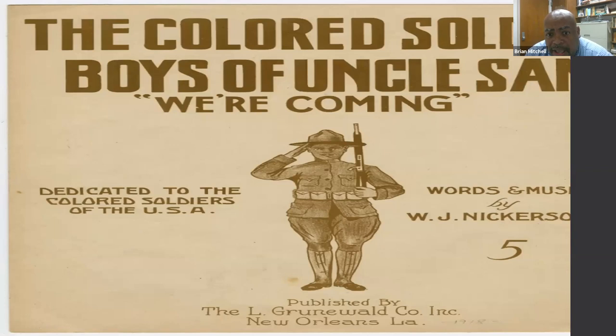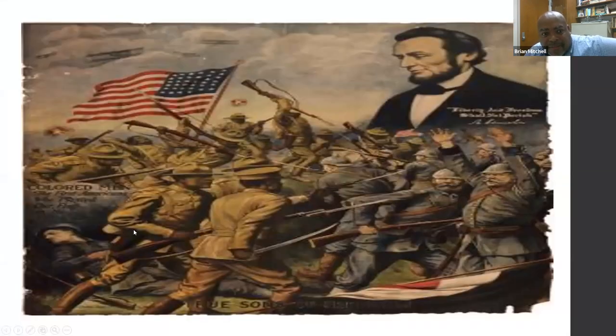And in 1917, the United States found itself on the verge of the First World War. Realizing that they would need Black troops, they very quickly began trying to recruit Blacks to join the military. And here we have a recruitment poster: Colored soldiers, boys, Uncle Sam, we're coming. Posters of Black troops fighting on the battlefield. When we talk about Black troops participating in the war, the initial assessment was that we were going to use Black troops as labor.